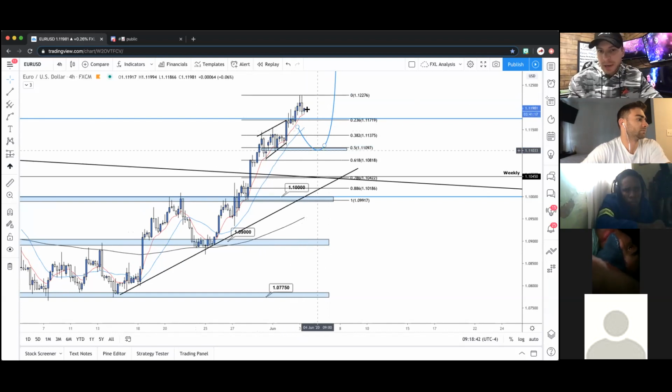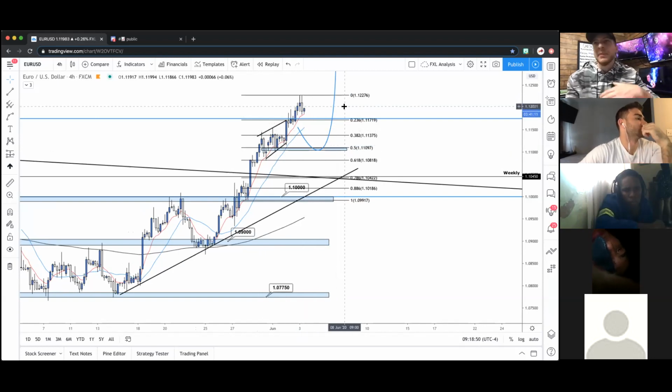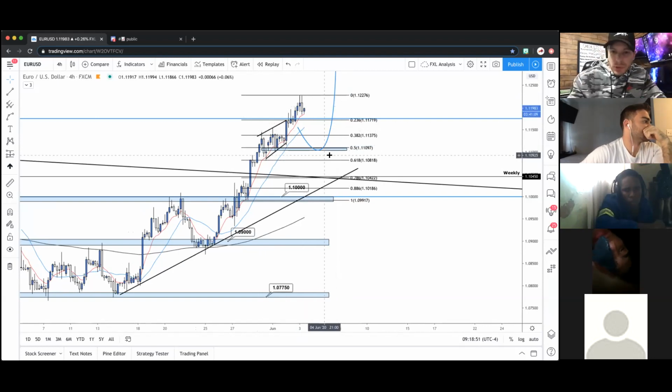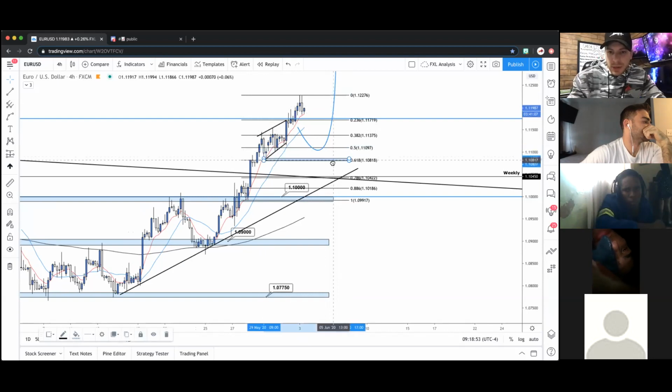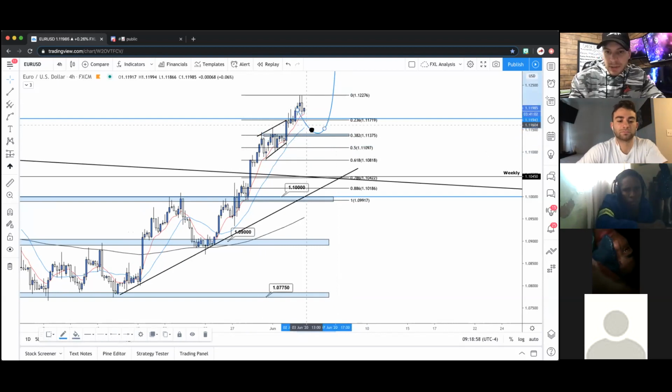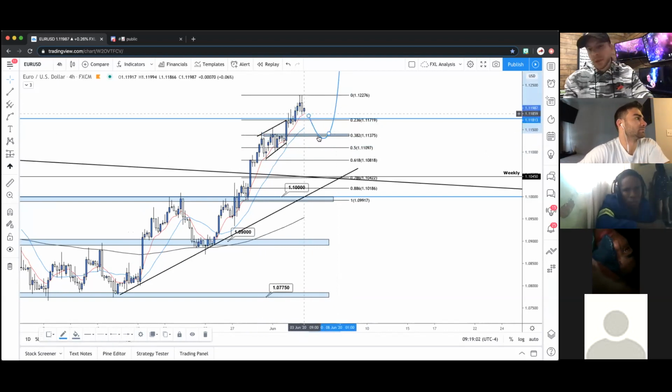We want to see a pullback. We want to see this MA cross happen on a pullback, and then cross again for a confirmed potential entry. So we do want to see either the 61.8 or the 38.2 hit at the very least. Right now, the 38.2 is looking the most promising, to be honest, because it is such a key level. There is a lot of confluence here. It would still present that MA pullback.